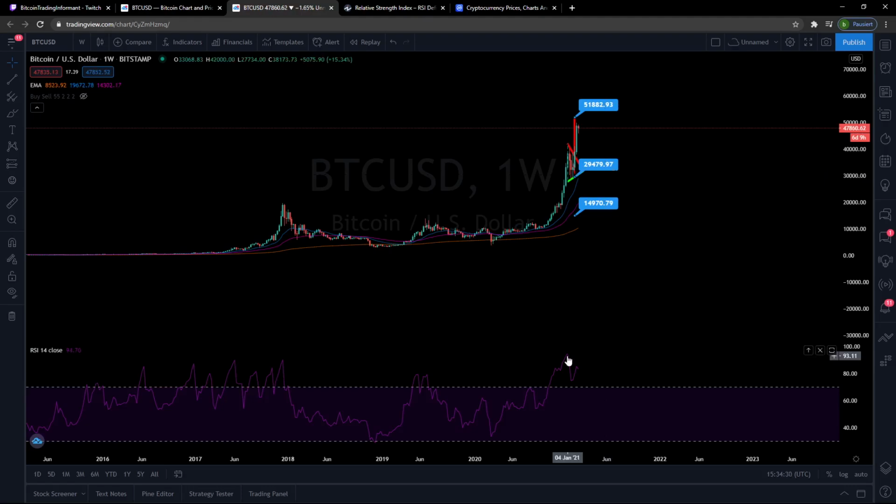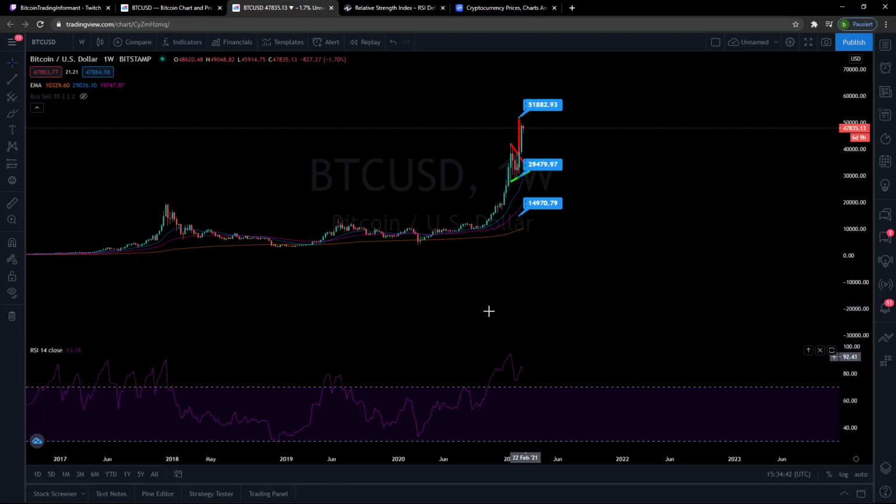It was on 93. Now it is on 84. Okay, extreme overbought. We can see it here. The interesting thing is what we can see here in the weekly: the RSI is going down from this, and Bitcoin is going up and up and up.